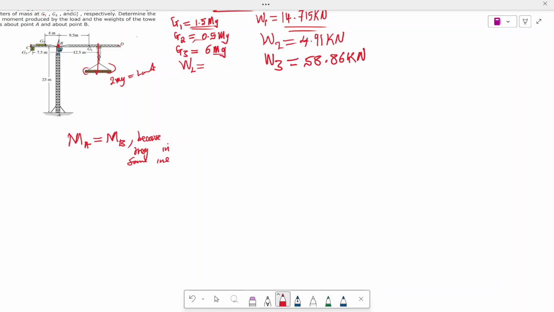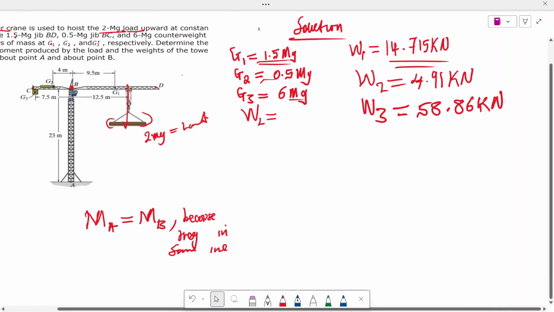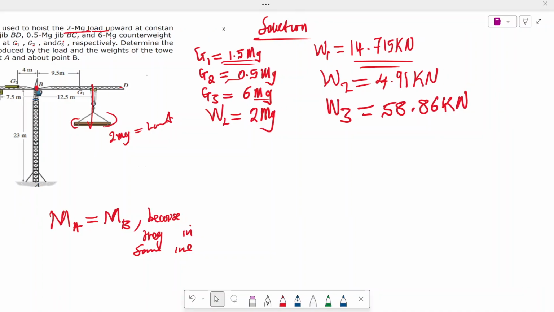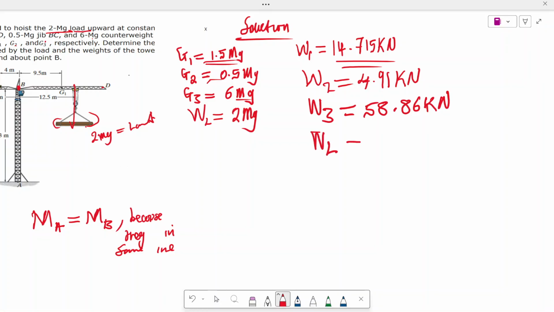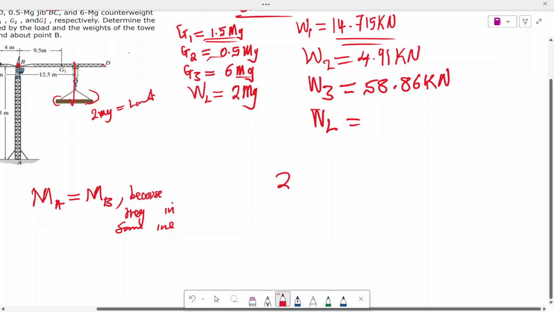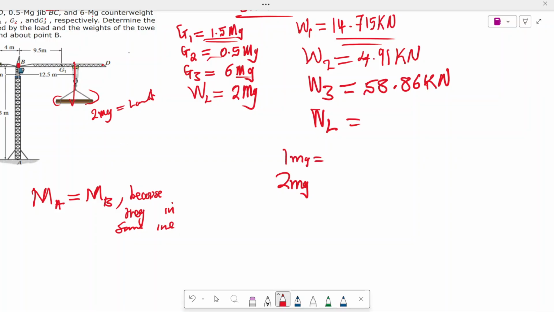Now the last one is the weight of the load. As you can see, we have been given that this load is 2 megagram. Let us find the weight of the load. Therefore, 2 megagram, we're going to convert it: 1 megagram is 1 times 10 to the power 6 gram.